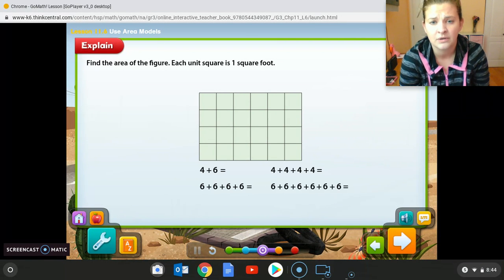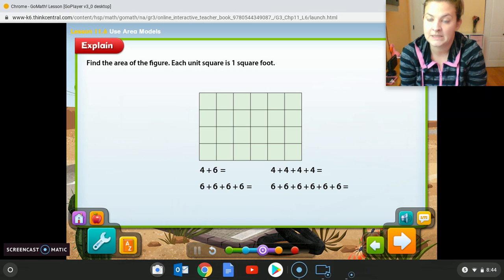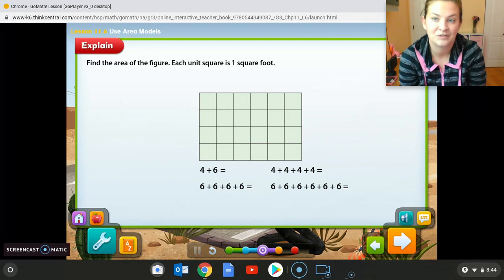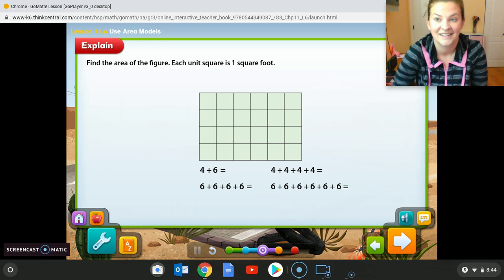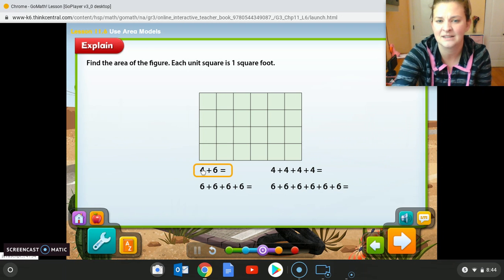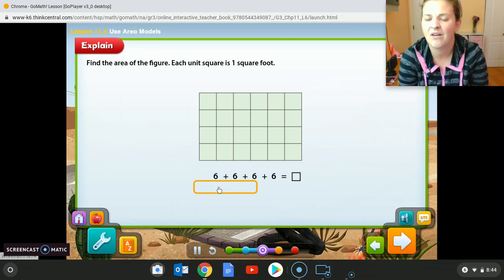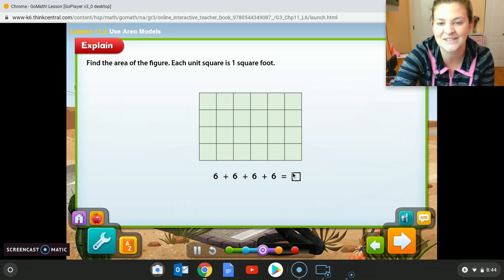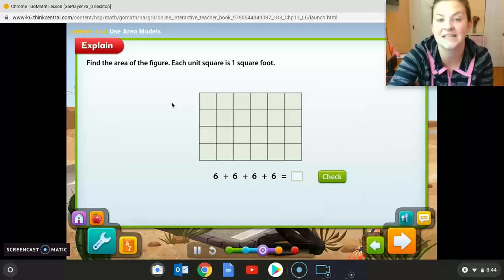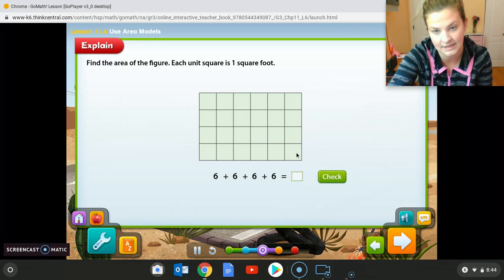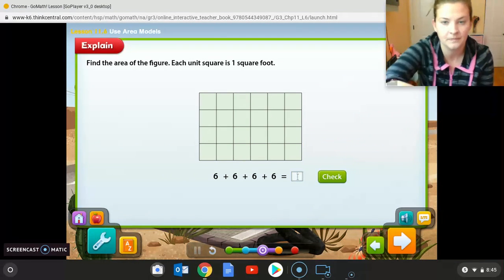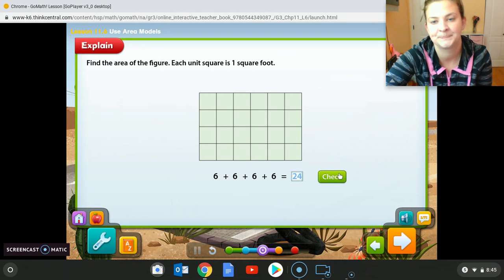So if I do 6 plus 6 plus 6 plus 6, will I get the answer? Do you remember what the answer was? How about 4 plus 6? Is that the right answer? How about 4 plus 4 plus 4 plus 4? Is that enough fours? No. So the right answer was 6 plus 6 plus 6 plus 6, because I can see it. That answer is 24.